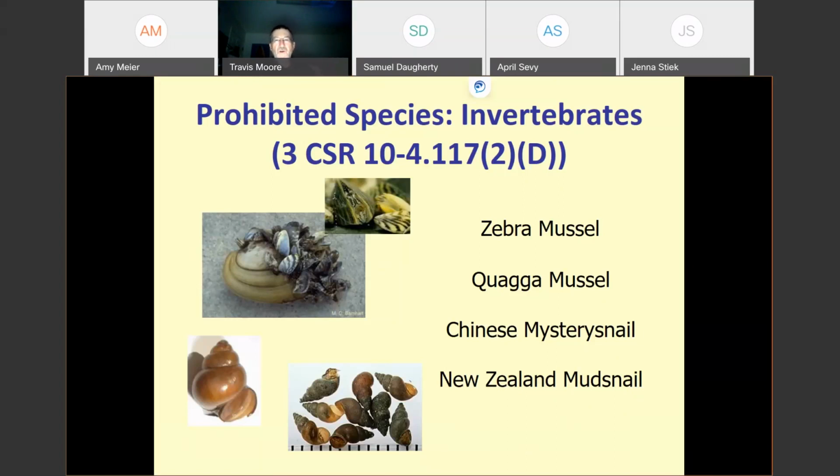Chinese mystery snails are a very large snail that's used in the aquarium trade, and more than likely they were introduced into Missouri from people who dumped their aquariums out, didn't want to kill Charlie the mystery snail or whatever. And we have them in several streams down in the Springfield area. Knob Noster State Park also has them. Again, they get to be fairly large, and interestingly, muskrats love them as well.